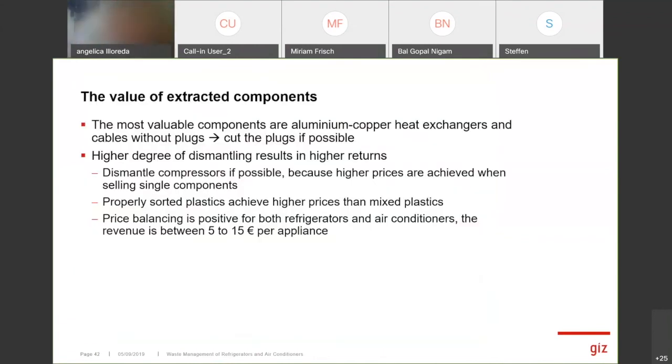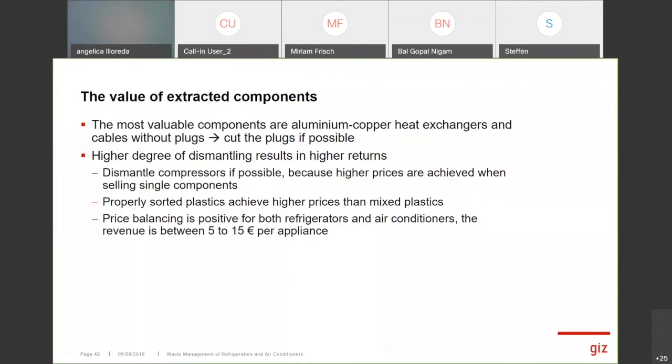So the next slide is the value of extracted components. The most valuable components are aluminium, copper, heat exchangers, and cables without plugs. A higher degree of dismantling results in higher returns. Dismantle the compressor, if possible, because higher prices are achieved when selling the single components separately, so the iron and the copper as well. Probably sorted plastic achieves higher prices than mixed plastic.